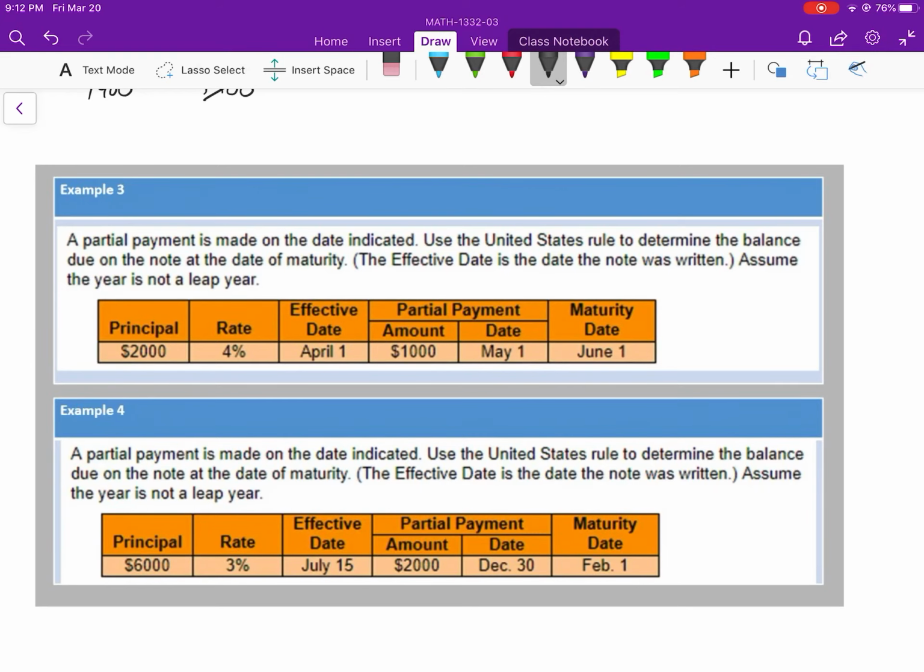All right, so first off, we're going to calculate the interest up to this partial payment date. So I equals P times R times T. I equals, we have 2,000 this time, times my rate, which needs to be a decimal, so 0.04 times, now this is where we have to use that Julian date calendar to figure out from April 1st to May 1st.